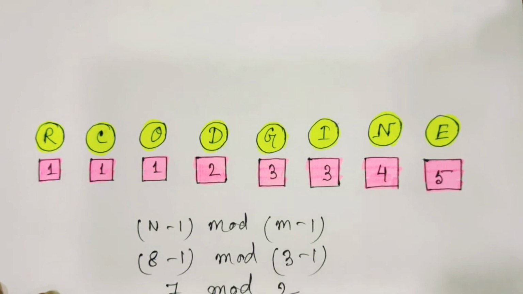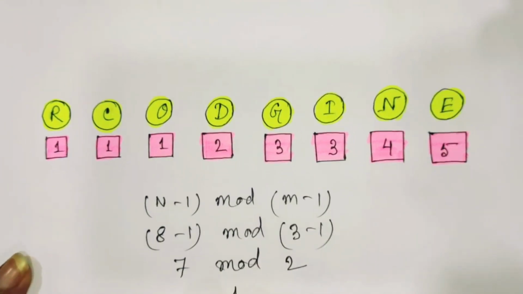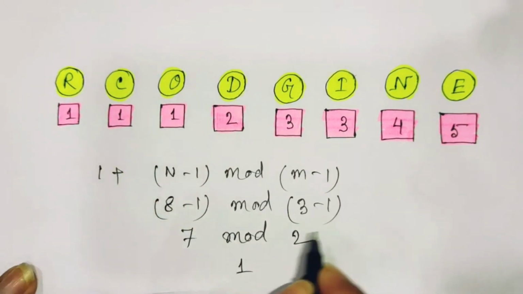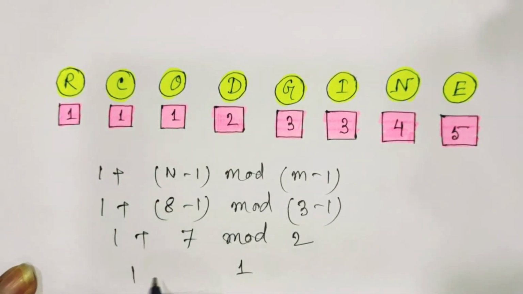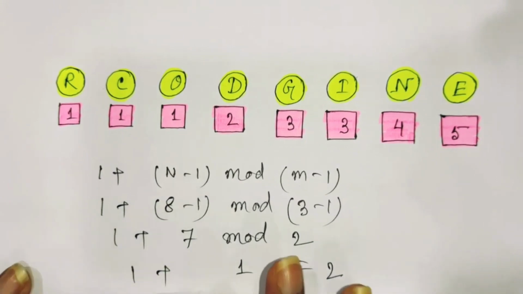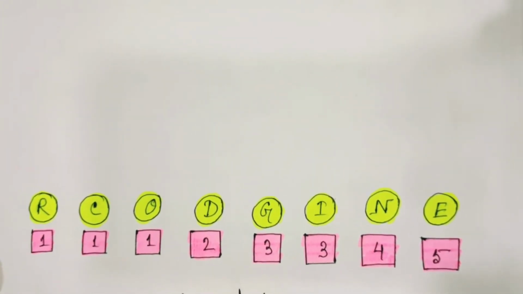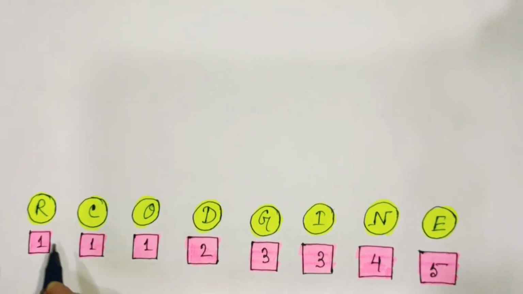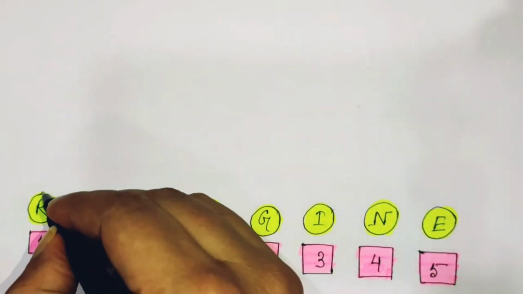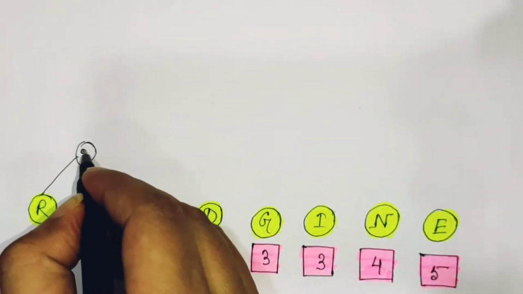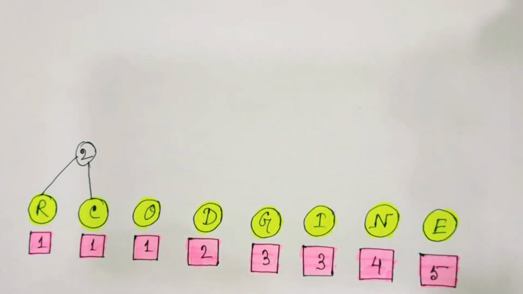So its remainder is 1. Now its remainder is 1, so the formula is 1 plus this one, which means total 2. So initially we start from 2 nodes. So here the 2 nodes with the minimum frequency value, let us consider these 2. Accordingly we form this one. Its total value is 1 plus 1 is 2. Now onwards we should consider 3 at a time.